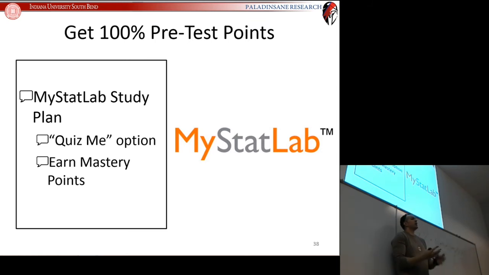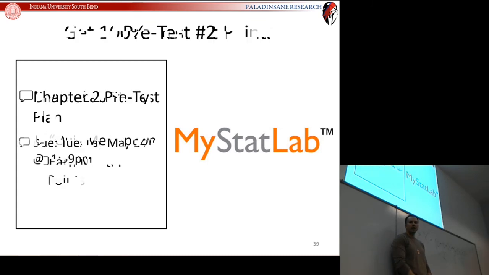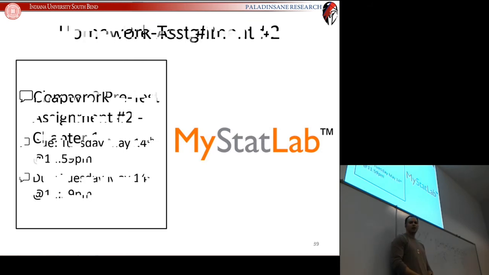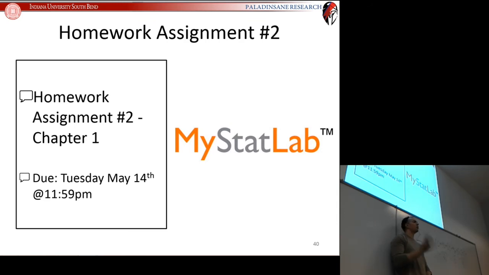So your score is going to be the maximum of your pretest or your mastery points. It's a nice way to have that fallback option, but definitely watch the video if you're at all confused about how to earn those mastery points. There's the practice problems that come first, and then there's the quiz me option, and that's where you earn those mastery points. Pretest number 2 is coming up, I believe for next class. And you also are now ready to do homework assignment number 2 for Chapter 1.